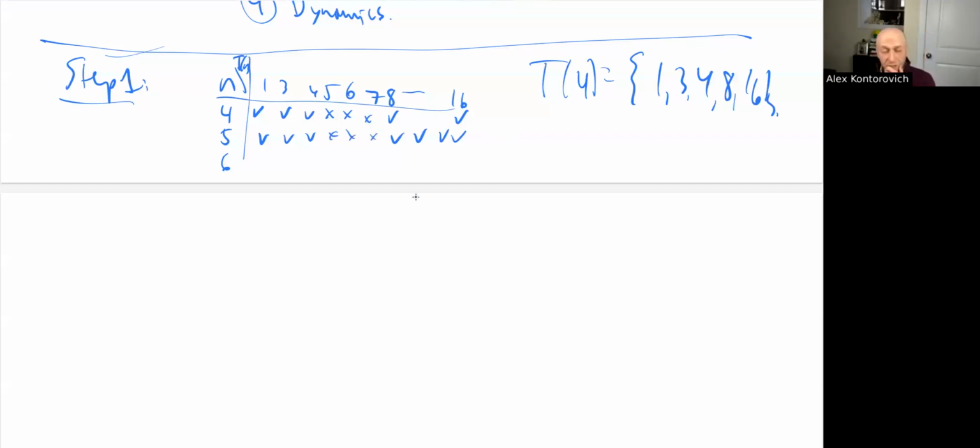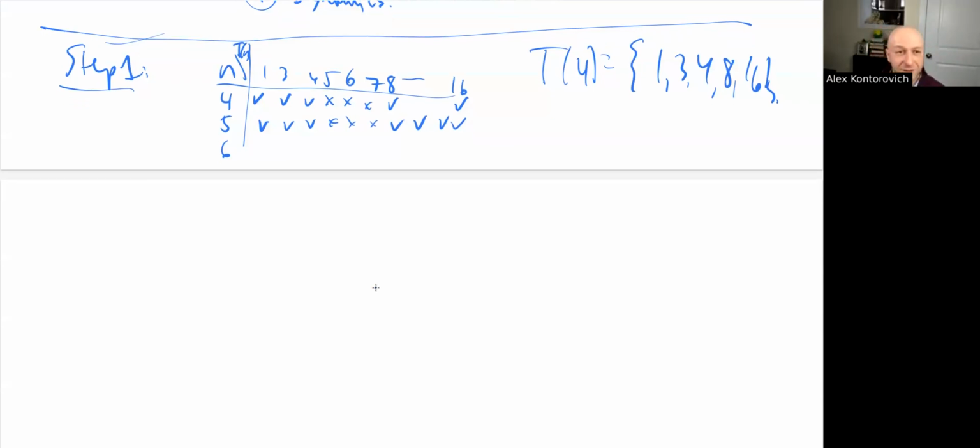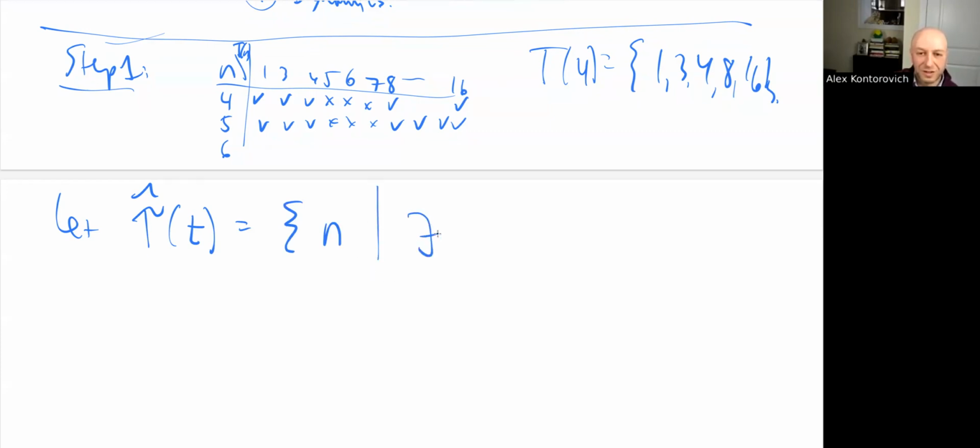Okay, so I want to just dualize this and let tau hat of t, so if t is the value of tau, this is the set of n, the set of numbers of vertices, so that there exists a graph in your family on n vertices having tau exactly equal to t.